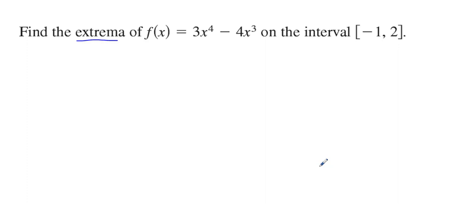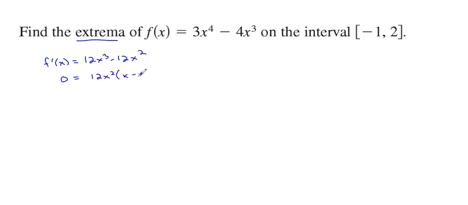Evaluate f at the critical numbers and the endpoints. Okay, let's find the critical numbers. So let's set the derivative equal to 0. Well, let's first find the derivative. 12x cubed minus 12x squared. Set this equal to 0 and factor at the same time.